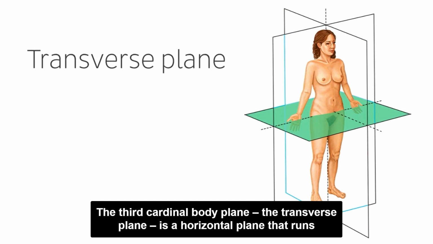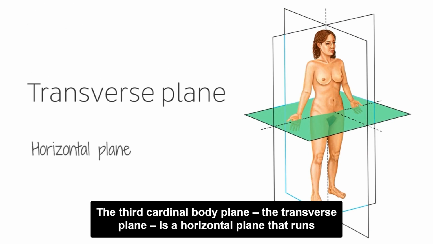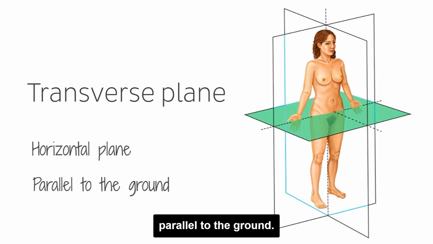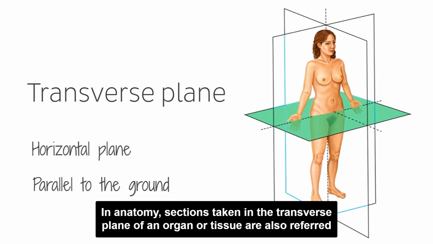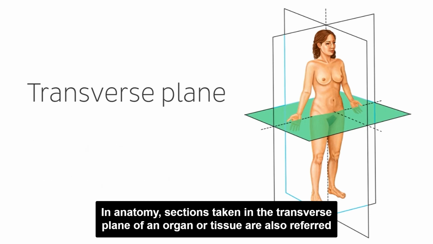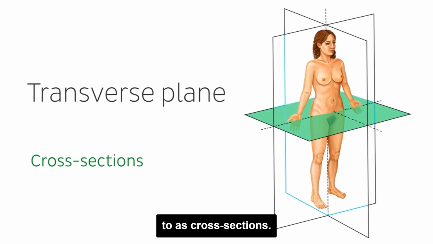The third cardinal body plane, the transverse plane, is a horizontal plane that runs parallel to the ground. This plane divides the body into a superior and inferior part. In anatomy, sections taken in the transverse plane of an organ or tissue are also referred to as cross-sections.